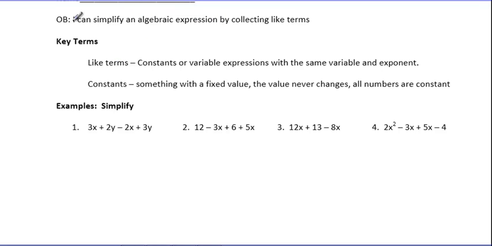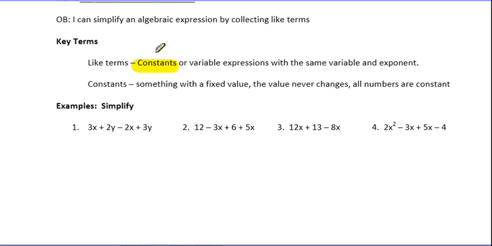Like terms consist of basically one of two things. Number one is a constant. Constants, by definition, are something with a fixed value. The value never changes. That's our way of talking about numbers in general. All numbers are constant. For example, if I say hold up 5 fingers, my guess is everyone's holding up 5 fingers. Some people don't have 3 and some people 6. Everyone knows what 5 is because it's a constant value.